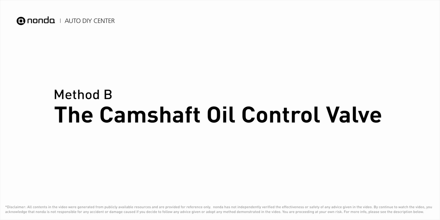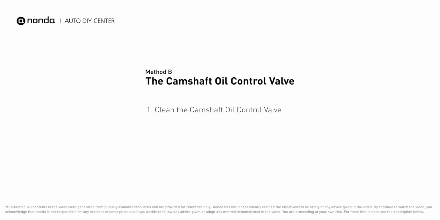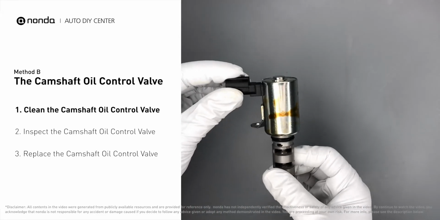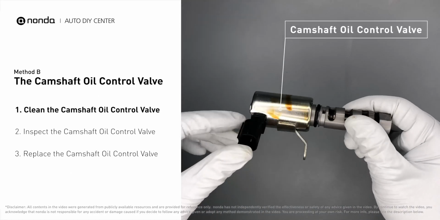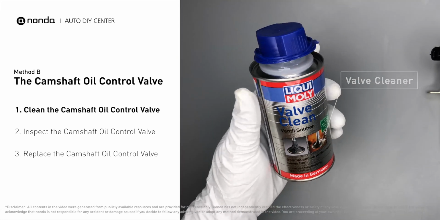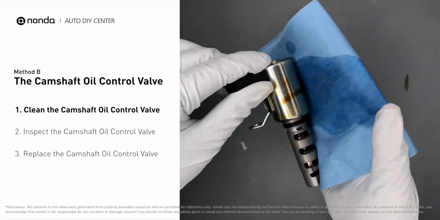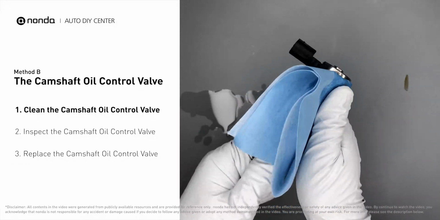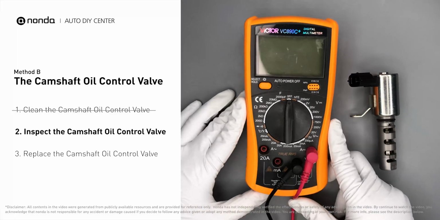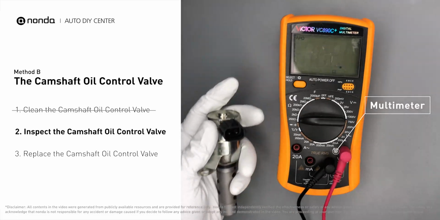Method B, the Camshaft Oil Control Valve. First, carefully remove the camshaft oil control valve from the engine. Use a valve cleaner to clean the camshaft oil control valve. Then use a multimeter to proceed with a test on the camshaft oil control valve.